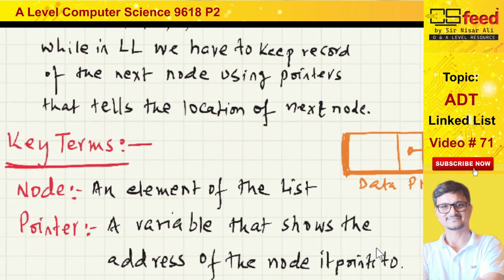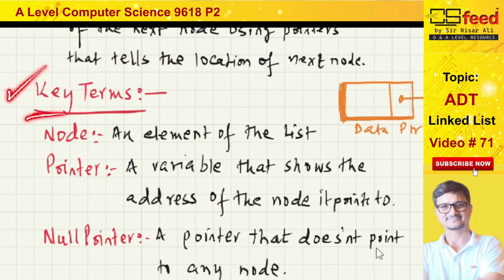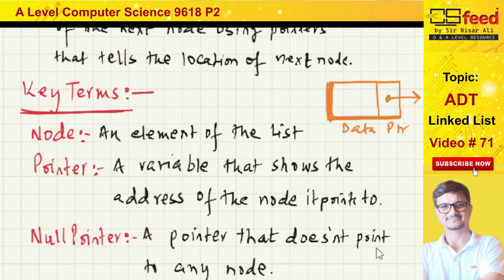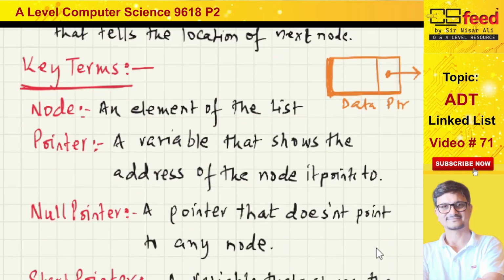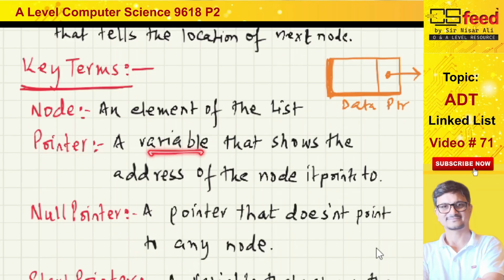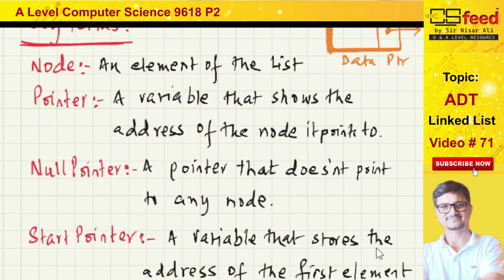All right. Now the key terms. The key terms associated with the linked list are node, pointer, and null pointer. So what is a node? A node is an element of the linked list, and a pointer is a variable that shows the address of the next node. So this is how the linked list is different from other data structures. Every element has the data and then a pointer that tells the address of the location of the other node containing the data.